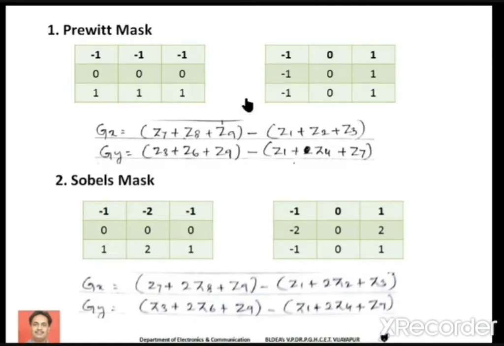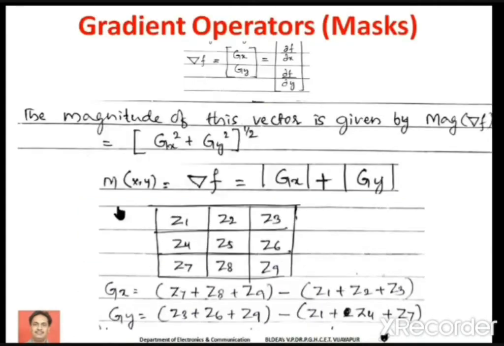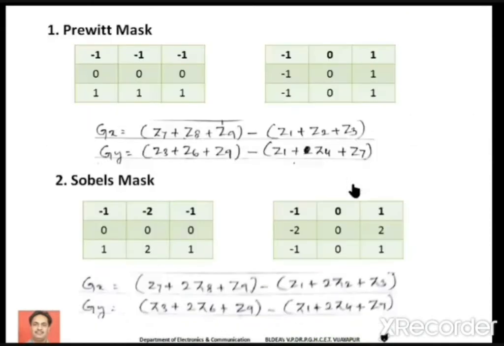And remember, once you are able to find gx and gy, you can compute the magnitude value as the absolute value of gx plus the absolute value of gy. You can also find the direction of the gradient using the equation tan inverse of gy by gx. Similarly, we have the second mask, Sobel's mask.